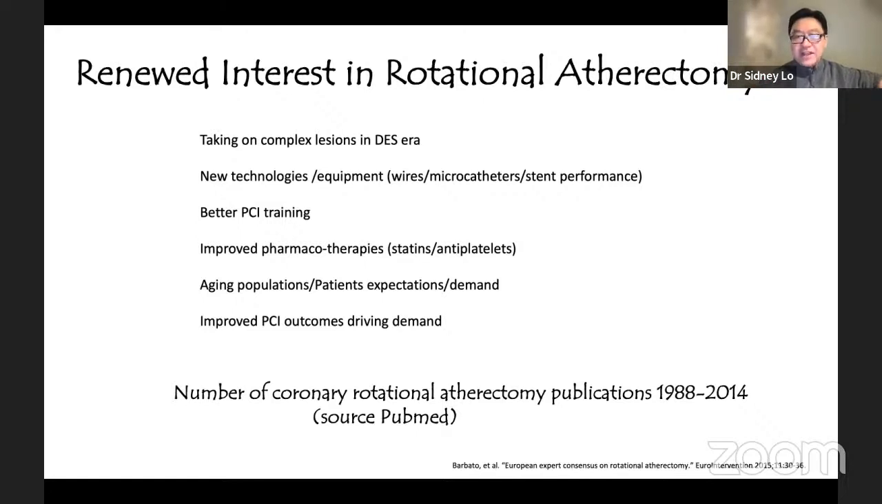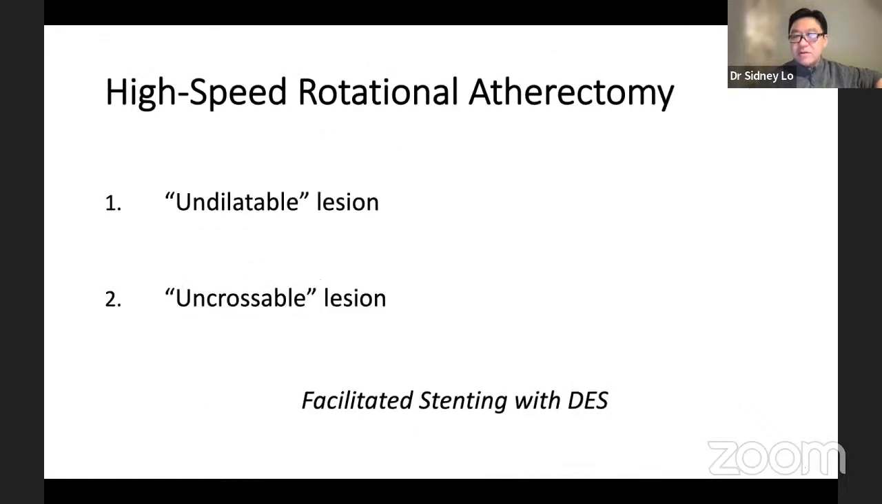And the training, I think, has improved. Our understanding and treatment with statins and antiplatelets have definitely become better. But our aging populations and patient expectations have increased. And I think that we've actually improved our PCI outcomes, driving a lot of demand from patients who don't want to have surgery. Well, what are the indications?